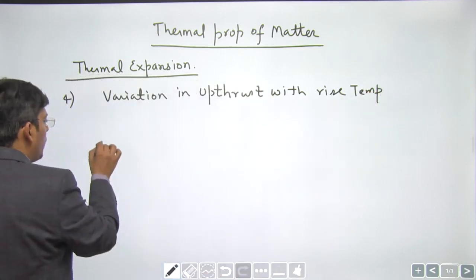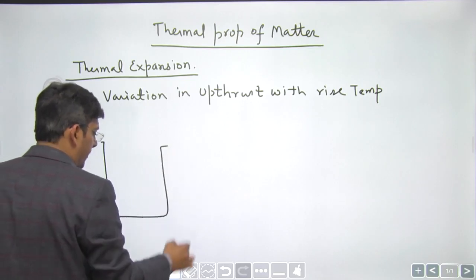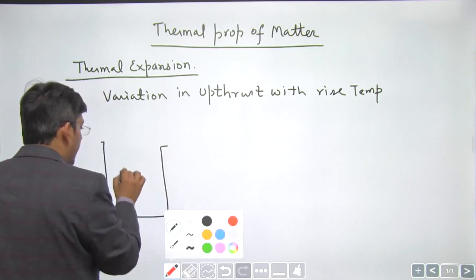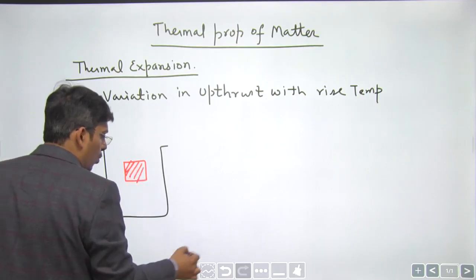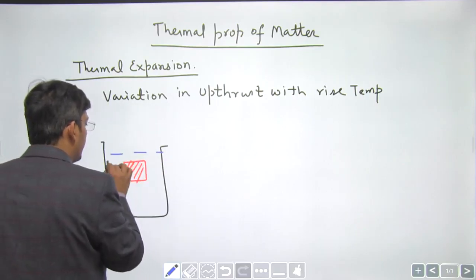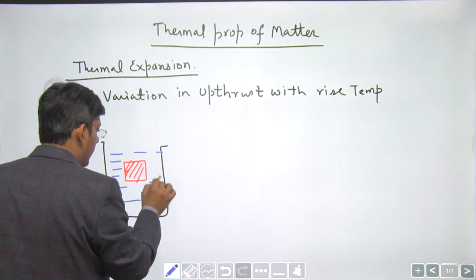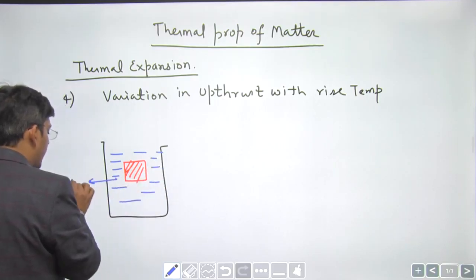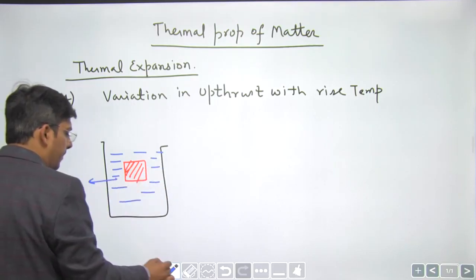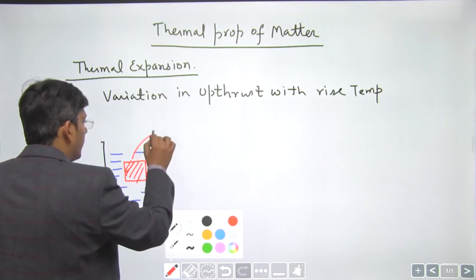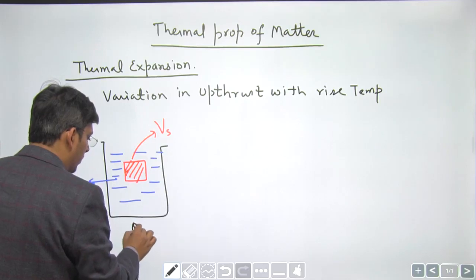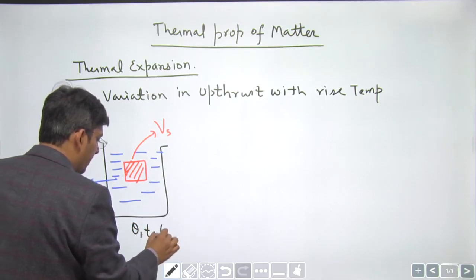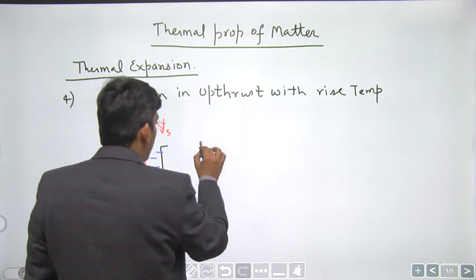Suppose you immerse a solid of some volume Vs, right, in a liquid of density rho L. Suppose it is completely immersed. Density of the liquid is rho L and volume of solid is Vs. Suppose you change the temperature from theta 1 to theta 2. Okay.